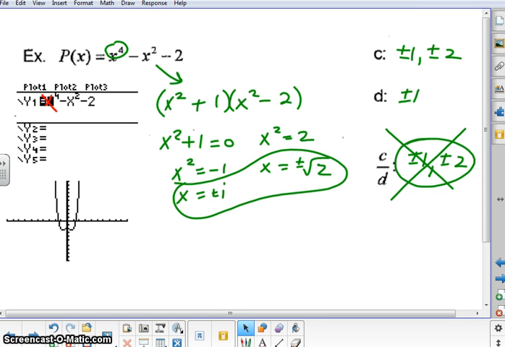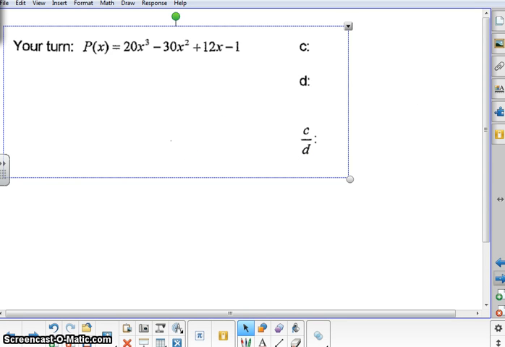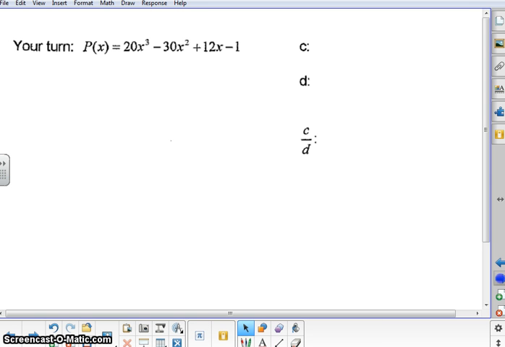And I want you to realize, like I said before, the hint that you need to try to factor first, which this one did, and then go to the rational root theorem. It'll save you some time. Okay, the next one is your turn, so I want you to push pause and see if you can get the answer. Okay, and here we go. You've got the last term, which is plus or minus 1, and the first term is 20.